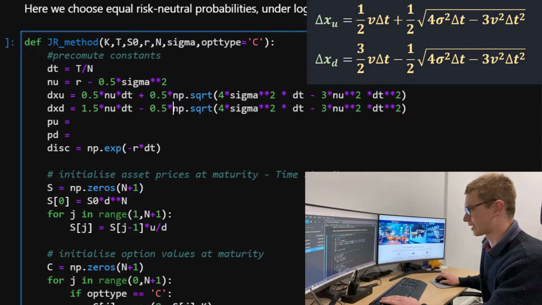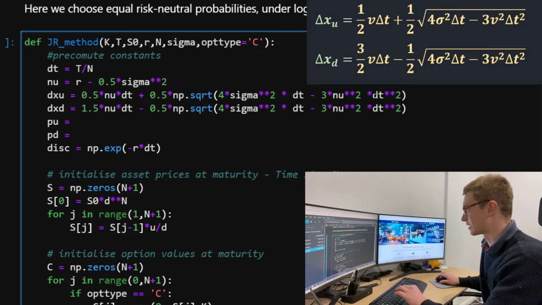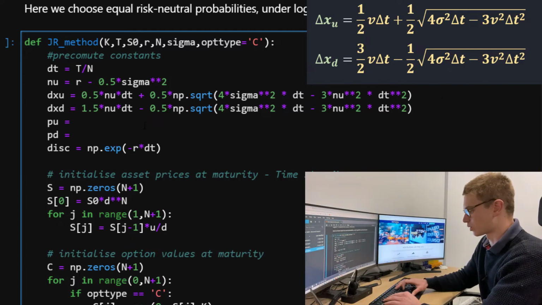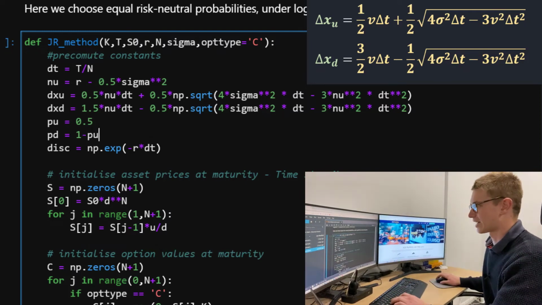It's a half the square root of 4 sigma squared times dt minus 3 nu squared times dt squared. So that's all fine there. Now the probabilities, of course, are equal to each other, so they're just a half, but we'll calculate it with PU, and PD is 1 minus PU.